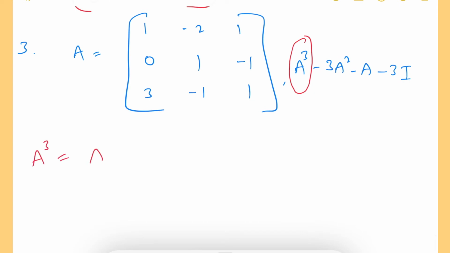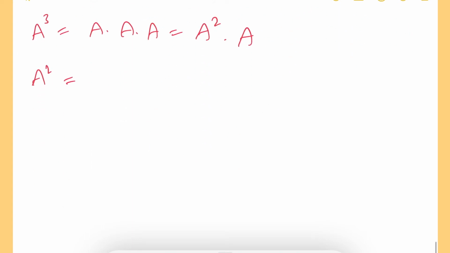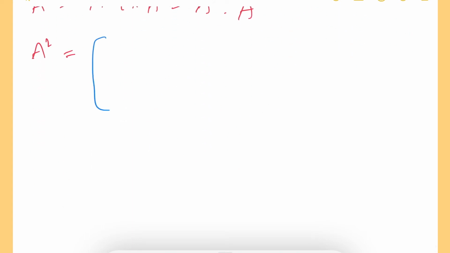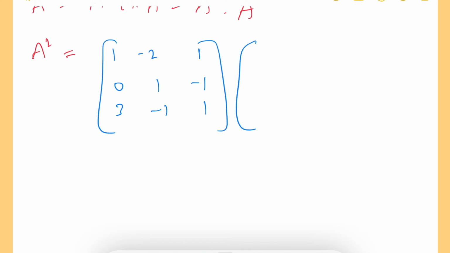A cube is equal to A into A into A. That can be written as A square into A. So now first let me find the value of A square. A square is nothing but A into A. So matrix A is given as 1 minus 2 1, 0 1 minus 1, 3 minus 1 1. This A we need to multiply with A again. Same matrix 1 minus 2 1, 0 1 minus 1, 3 minus 1 1.